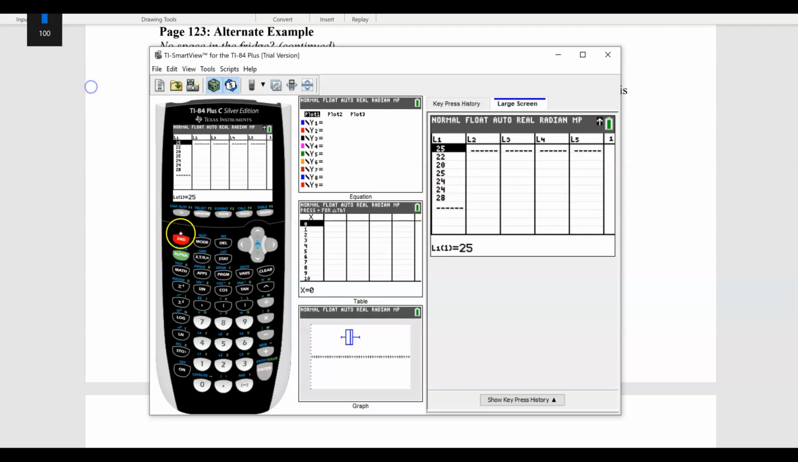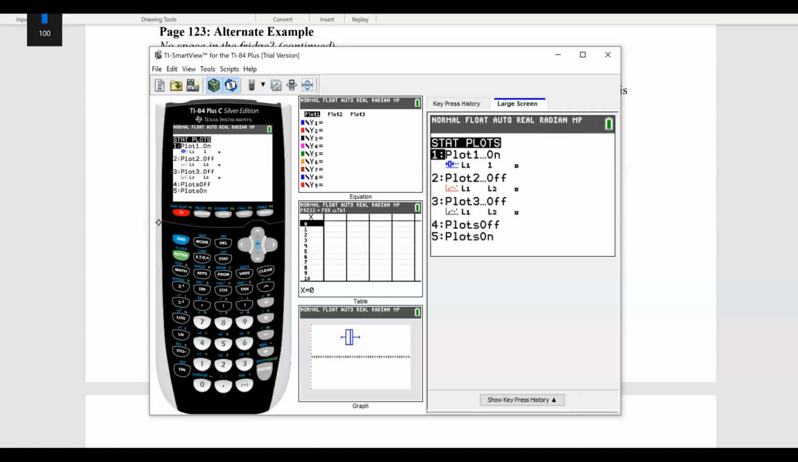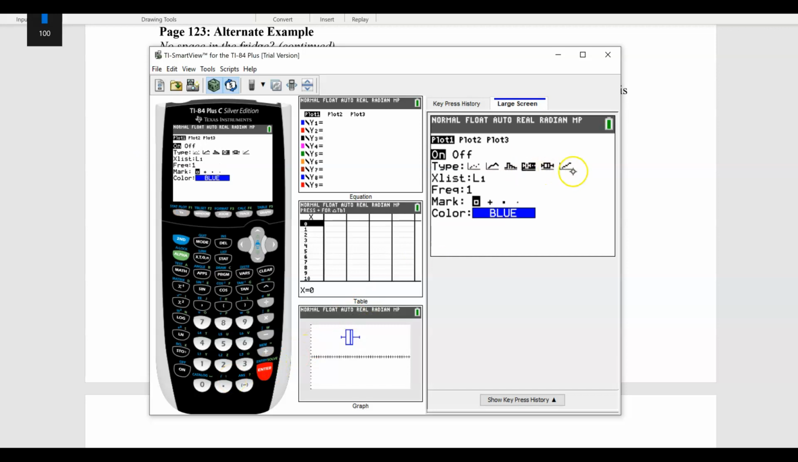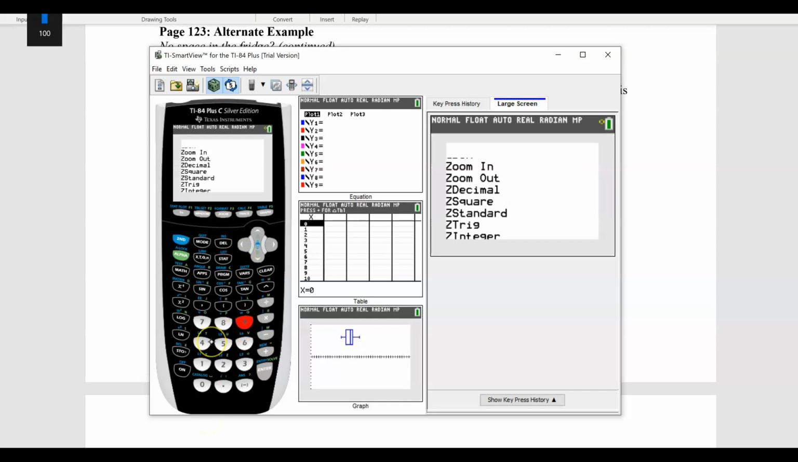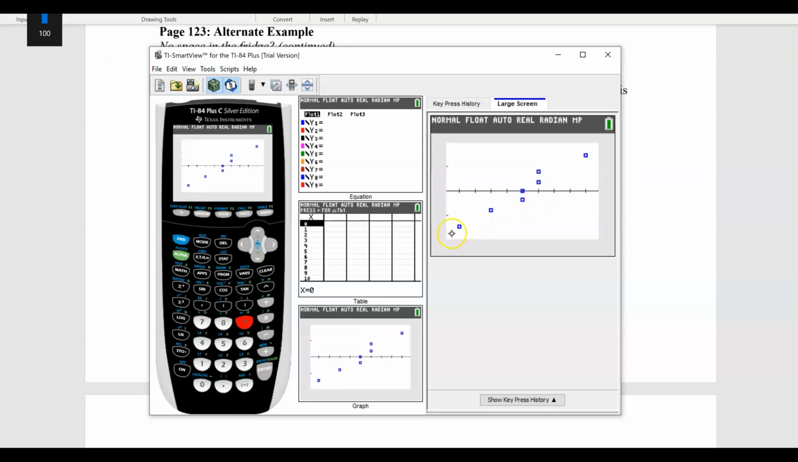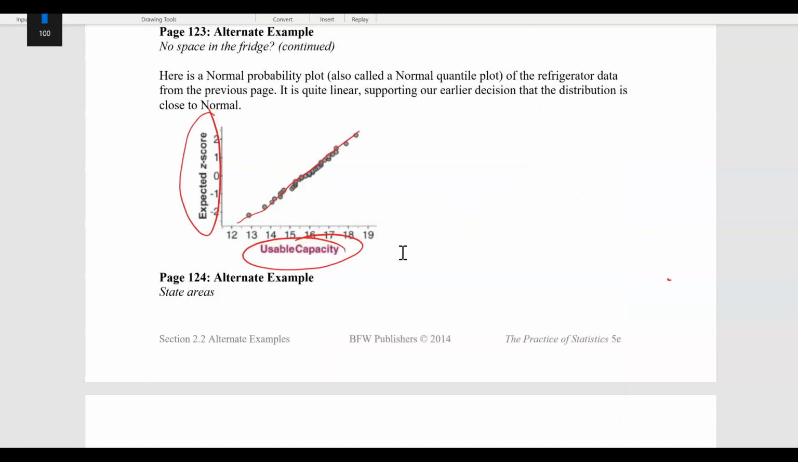Doesn't really matter. I'm going to go to second y equals, and I'm going to turn plot 1 on. And then your normal probability plot is this one here. It's the very last one. So when I go to plot type, I'm going to arrow over there and press enter so it's highlighted. And remember, my shortcut for getting the graph window is always zoom 9. Okay, so it looks like a roughly linear pattern in that normal probability plot. We have no reason to suspect that data doesn't follow an approximately normal distribution.